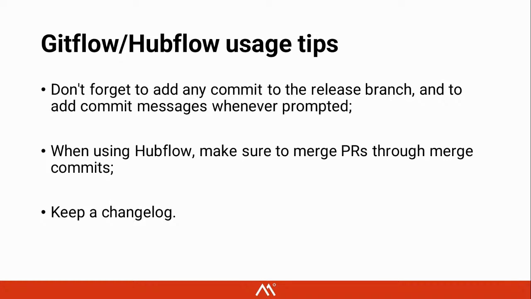When using Hubflow, make sure to merge PRs through merge commits. Even though Gitflow can be used with things such as squash merge and simply merging the commits without having a merge commit, that's not how Hubflow works. In order to properly finish hotfixes, releases, and features, you have to merge it through merge commits. And last but not least, keep a change log, because since Hubflow and Gitflow allows you to have different versions of your code separated by tags, it's a great opportunity to know what changed from each version.